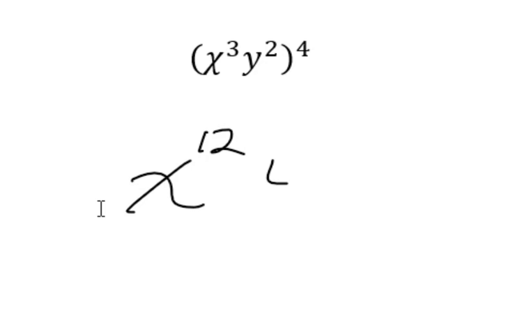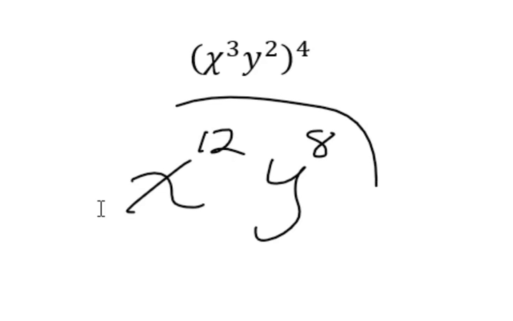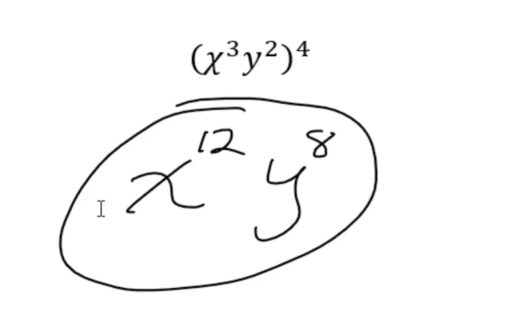And then y to the power of 2 times 4, which is 8, right? And that right there would be my final answer. That's as far as I can simplify because I don't have a value of x and y. I cannot combine the x and y because they have 2 different bases, right? This could be a 3, this could be a 4. I can't combine them.